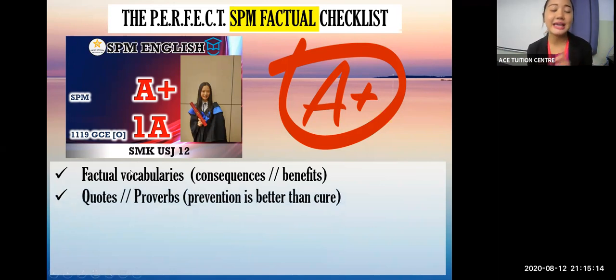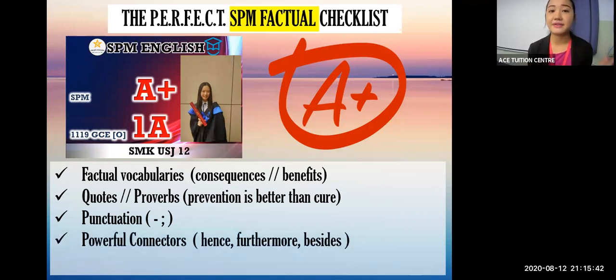Secondly, for a good factual essay, if you have the ability, or maybe if you're one of my students, inserting a quote or proverb into your essay would drastically improve the marks of your essay. So: vocabularies that are factual, quotes or proverbs. Punctuation plays an important role in essay writing. You have to learn to play with certain punctuations: question mark, semicolon, and hyphens. The fourth thing is definitely connectors. An essay wouldn't be smooth without connectors. Don't ever start your sentence with nouns only. Try to add more connectors like furthermore, besides that, on the other hand, and even more.